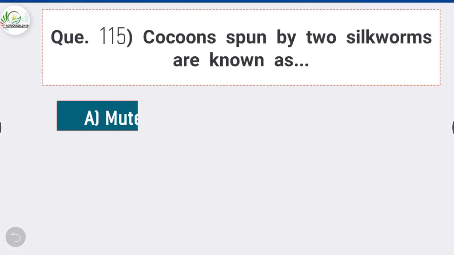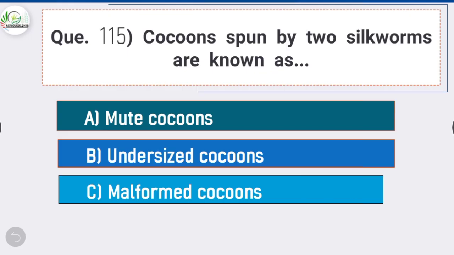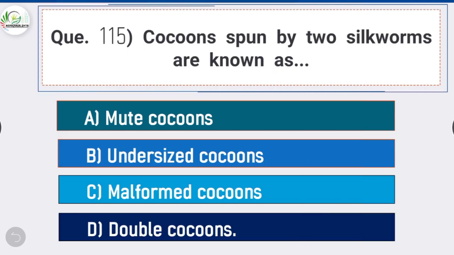Question number 115. Cocoons spun by two silkworms are known as, and the correct answer is option D, double cocoons. Cocoons spun by two silkworms are known as double cocoons.